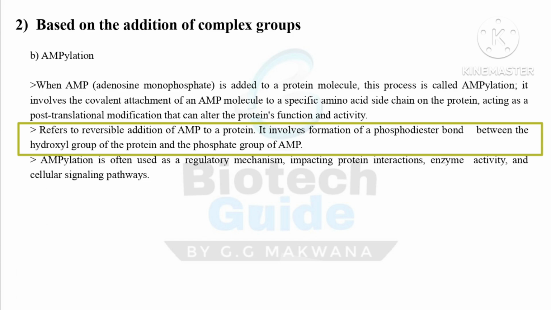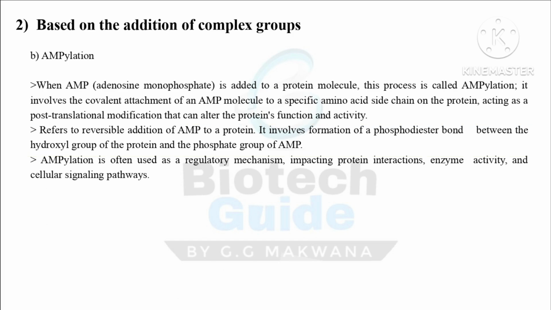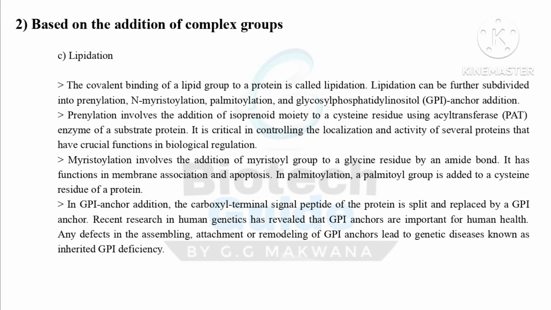Addition of an AMP to a protein involves the formation of a phosphodiester bond between the hydroxyl group of a protein and the phosphate group of the AMP. This process can also be reversible. So this is AMPylation.